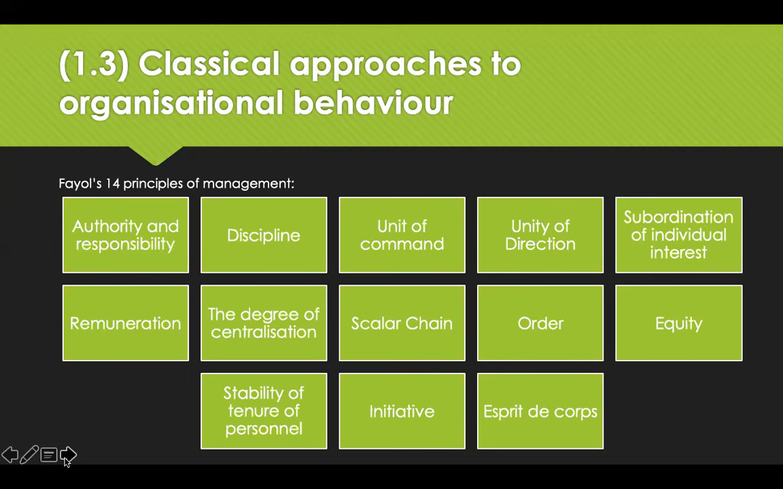Subordination of individual interests is where the organisation's directives and objectives take primacy over individual interests. Remuneration: employees must be rewarded sufficiently so that they are motivated and productive. The degree of centralisation: senior managers must coordinate their decision making and decentralise it to the lowest point sensible within the organisation. The scalar chain: clear lines of authority must be established and contingency plans must be in place to preserve the integrity of the hierarchy in the event of an emergency.